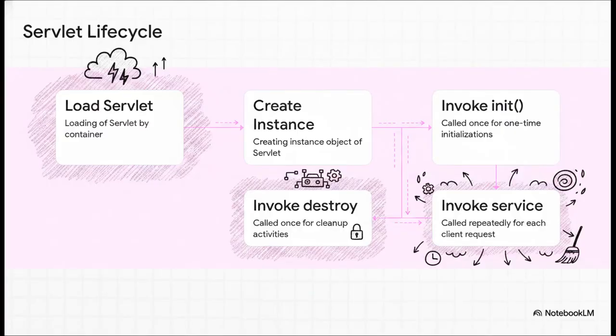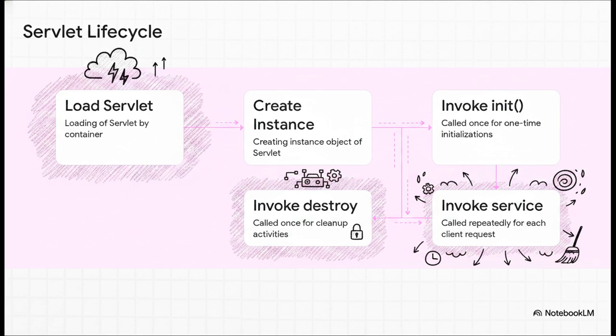Now that we know who's running the show, let's look at the actual lifespan of a servlet once Catalina takes control. It's exactly 5 steps. First, the container loads the servlet. Second, it creates an instance or object of that servlet. Third, it invokes the init method, and this is key. Init is only called once for one-time setup stuff, like opening a database connection.